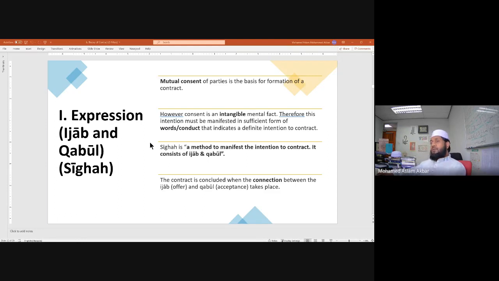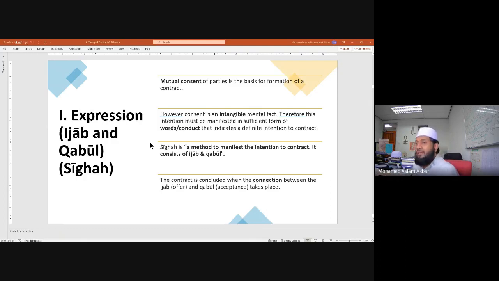Okay. The first pillar is called expression, which includes the ijab and also the qabul. Ijab means offer. Qabul means acceptance. So in Arabic, expression is called shigha.